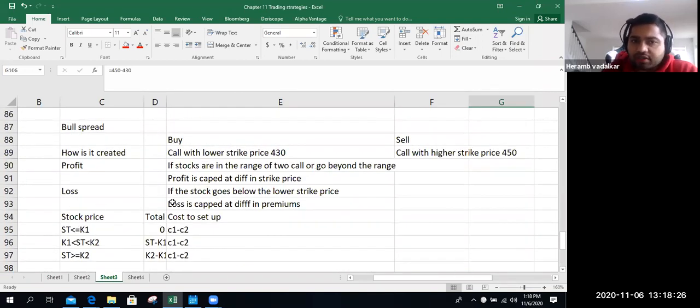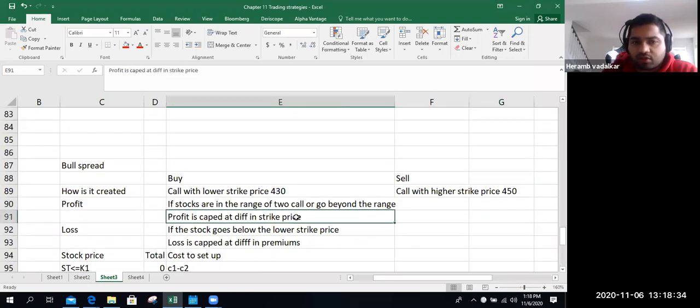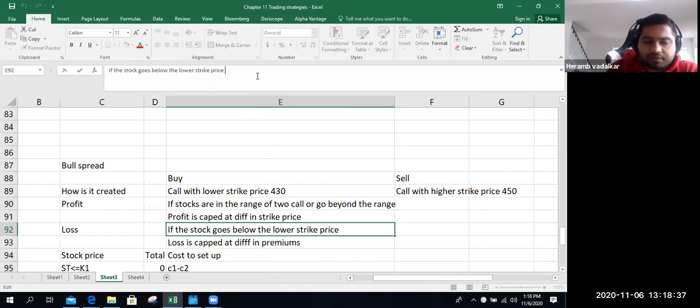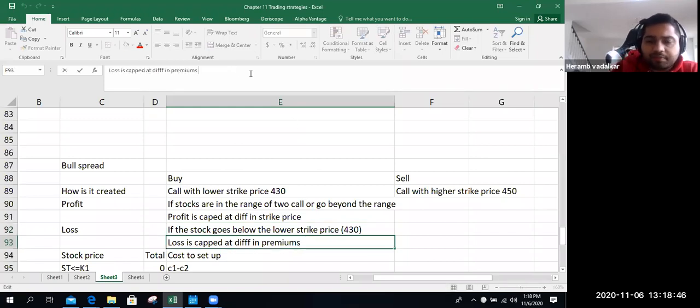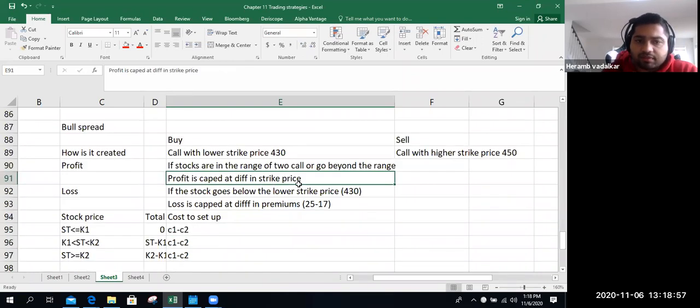Okay. Loss happens if the stock price goes below the lower strike price. So if it goes below 430, you will make a loss. Loss is capped at the difference between premiums. In our case, it was 25 minus 17. This is the total loss that is capped. And profit is capped at the difference between strike prices: 450 minus 430.